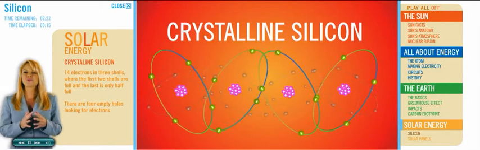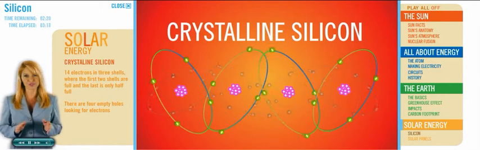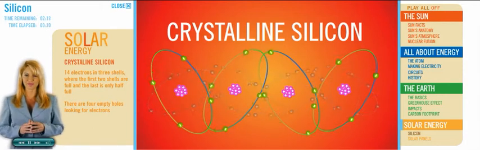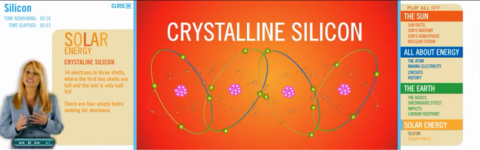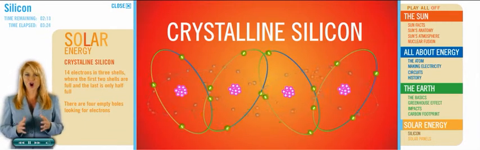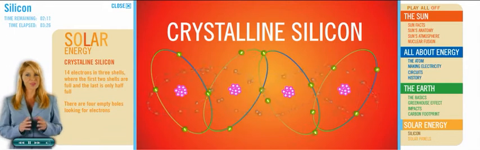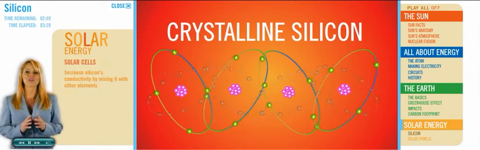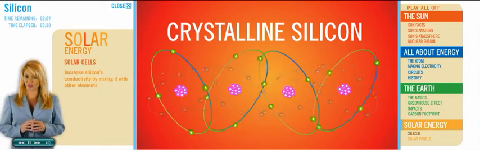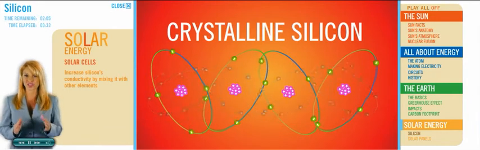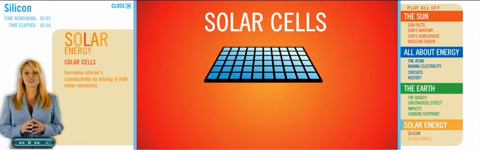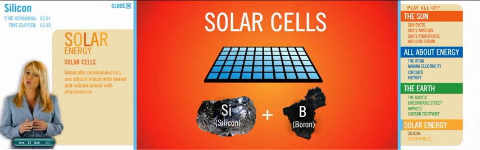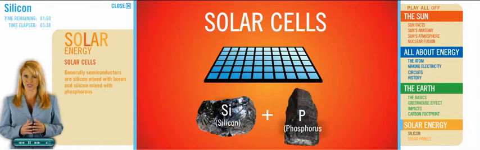While it makes for a beautiful labyrinth, it isn't very useful for conducting electricity. You see, none of the electrons is free to move around. They're all locked in this structure. But scientists have discovered that by mixing silicon with other elements, the conductivity increases. Solar cells are generally made of silicon mixed with boron and silicon mixed with phosphorus.